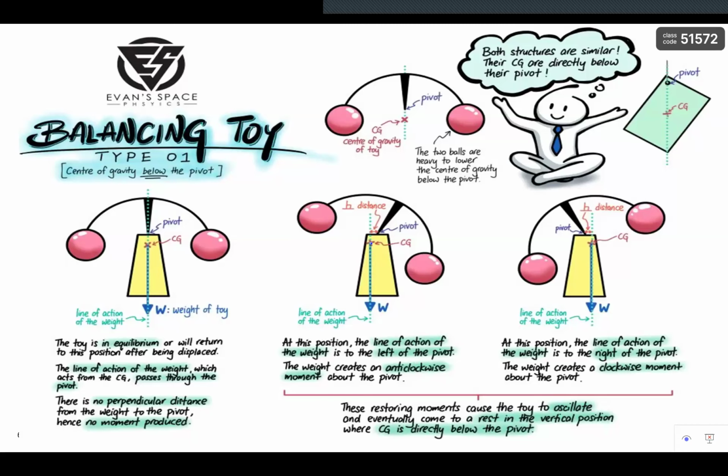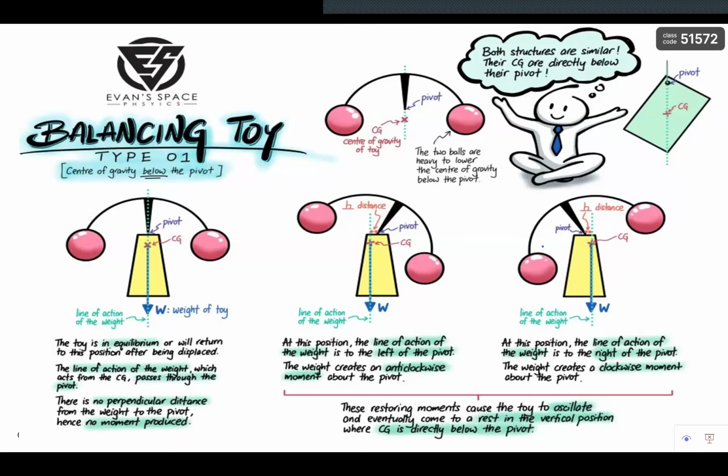Okay, you need to mention that the CG shifted to the left of the pivot. And now what will happen is it will create an anti-clockwise movement. Okay, anti-clockwise movement that causes the toy to rotate anti-clockwise until it goes back to its stable original position. So you can read the line of action of the weight is to the left. So now I have anti-clockwise movements, and these restoring movements will cause the toy to rotate and come back to rest such that the center of gravity will again be directly below the pivot.